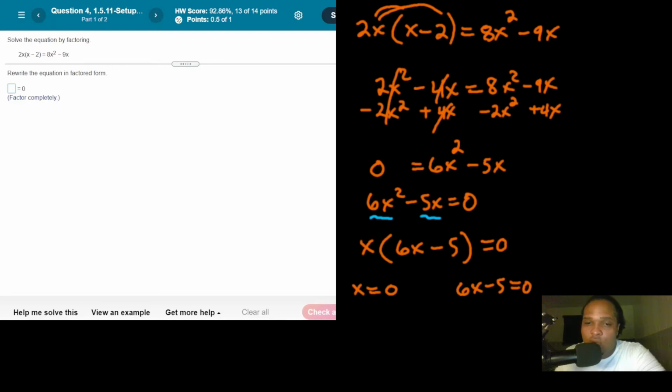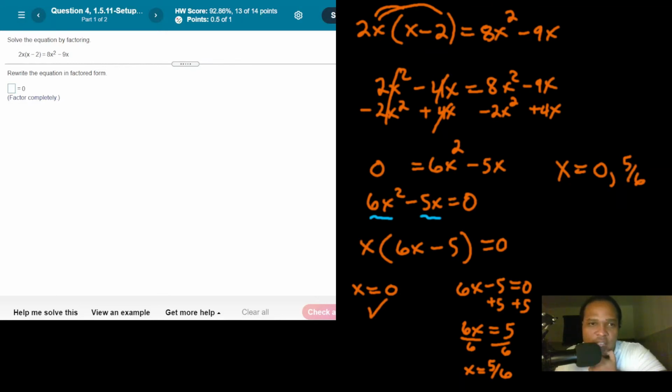So over here is already done. We get x equals 0. Over here, just a little bit more math. Go ahead and move the 5 over to the other side, so you get 6x is equal to 5. And go ahead and divide both sides by 6. You're left with x is equal to 5 over 6. So your two solutions are x equals 0 and 5 over 6.